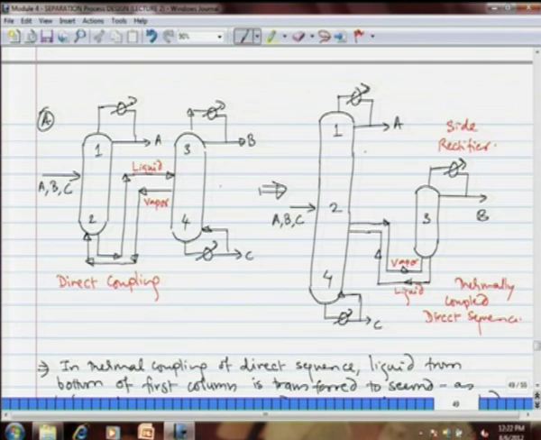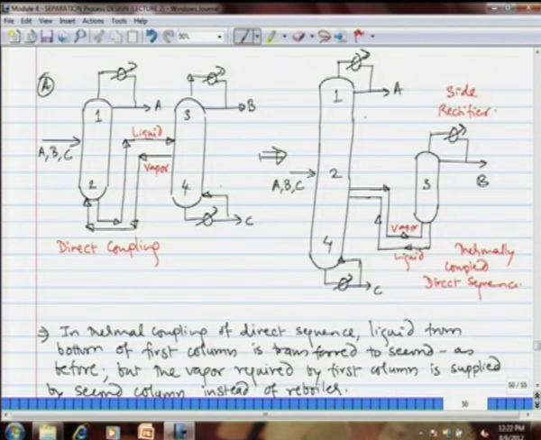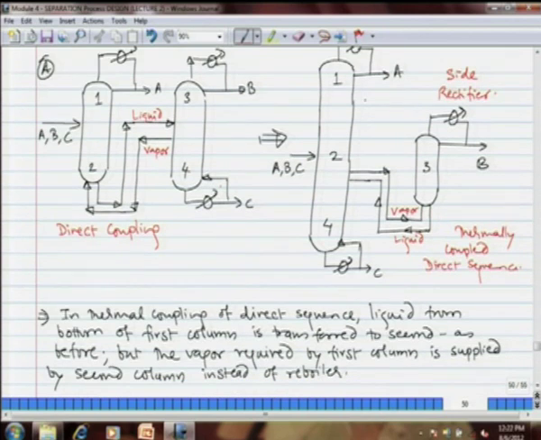We have two columns and see how they are coupled. We eliminate the reboiler of the first column by condensing the vapor of the second column into the liquid directly. The vapor is directly fed into the column, okay? And then the liquid that is coming from the first column is directly fed into the second column.